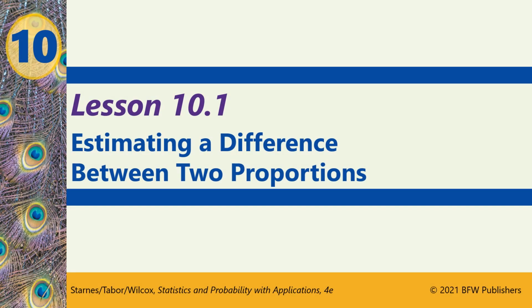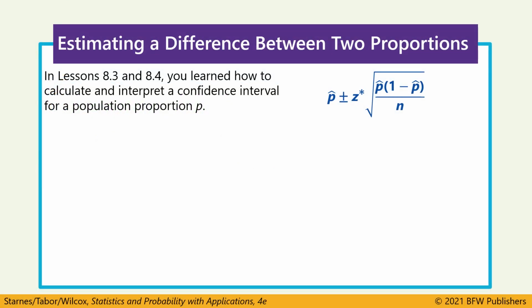Section 10.1, estimating a difference between two proportions. Back in Chapter 8, we were introduced to confidence intervals, and we started out by calculating confidence intervals for one proportion problems, and it was given by this equation here.